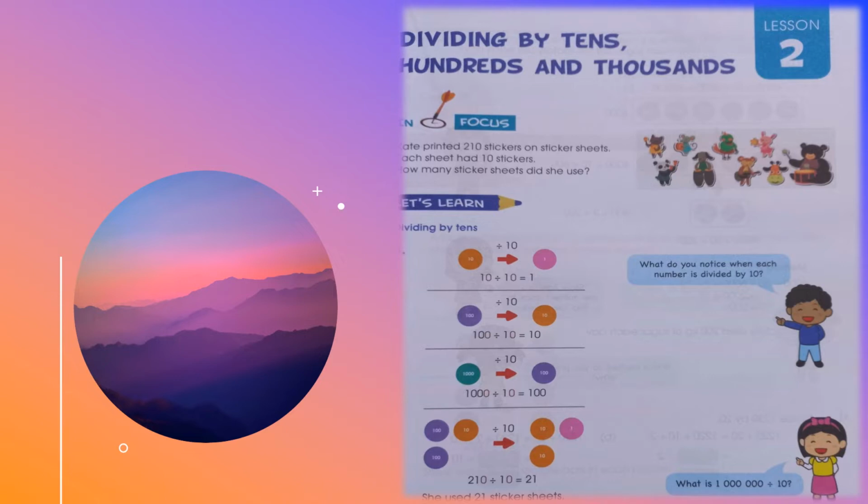In the first example, we have to divide 210 by 10. So, which means that we have 0 ones, 1 ten and 2 hundreds. When these discs are divided by 10, in the result we will have 2 tens and 1 one. So, when 210 is divided by 10, the answer is 21.